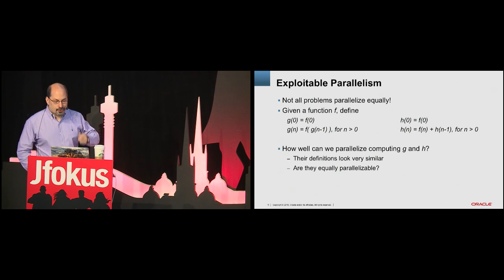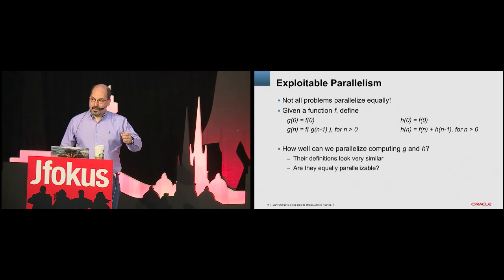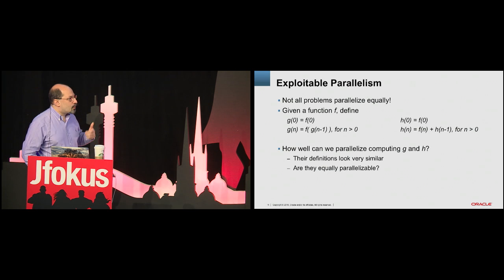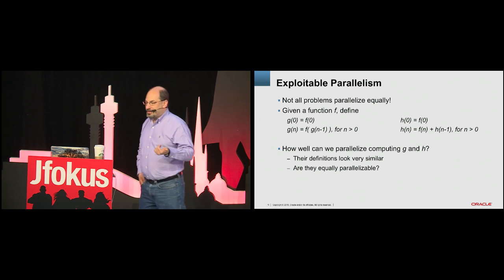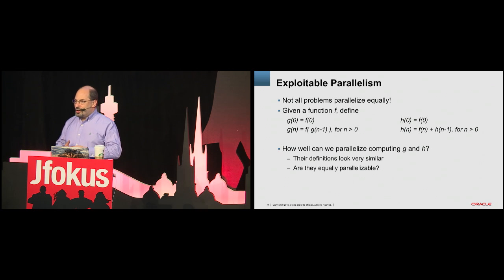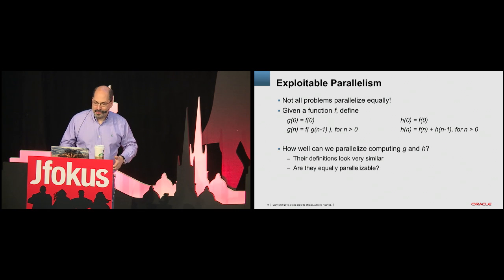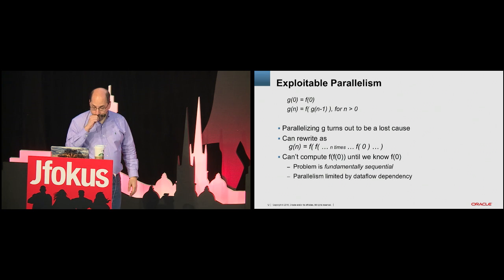The function h here is a little bit different. I'm saying start with f of 0, and then to get the next element in my sequence, add f of 1, add f of 2, add f of 3. And the question is, can I parallelize either of these computations? Can I parallelize both of these computations? And at first look, you would think that they would be equally parallelizable because they're both defined by recursion. But that turns out to be not true. So let's break them down.